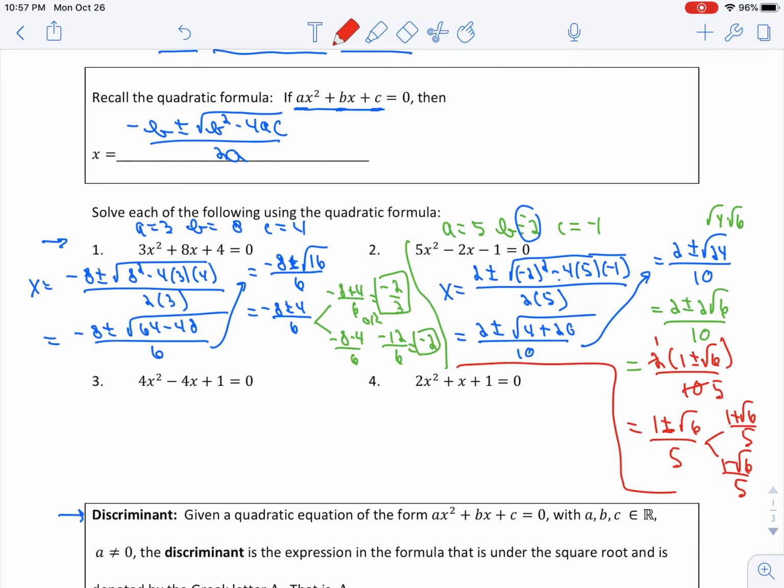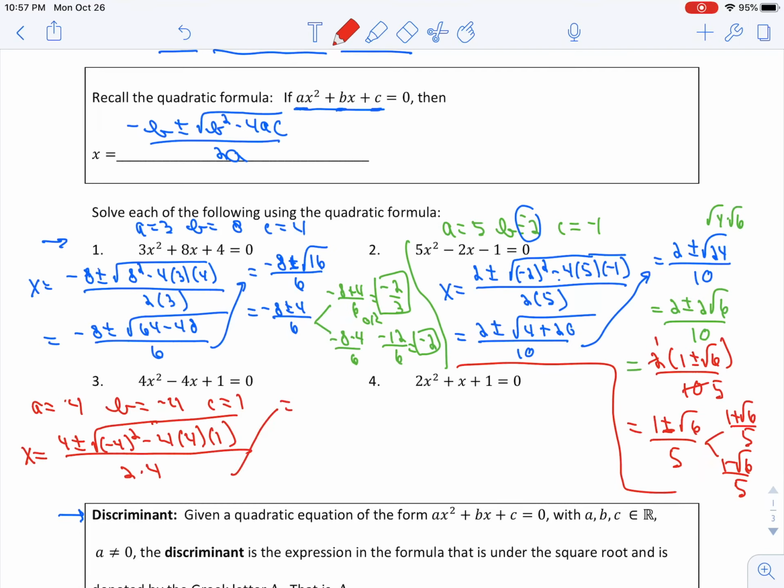For the next one, we have a is equal to 4, b is equal to negative 4, and c is equal to 1. So that means x is equal to negative b, so again, negative 4 is 4, plus or minus the square root of b squared, so we have negative 4 squared, minus 4 times a, which is 4, times c, which is 1, all over 2 times a, which is 4.